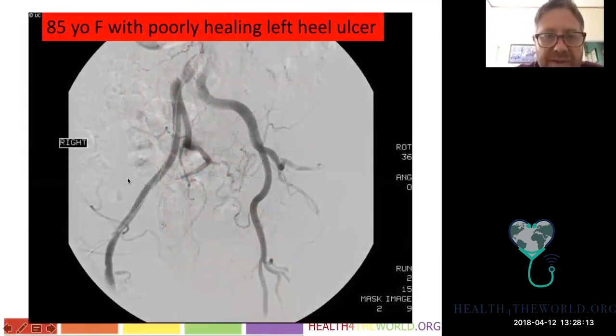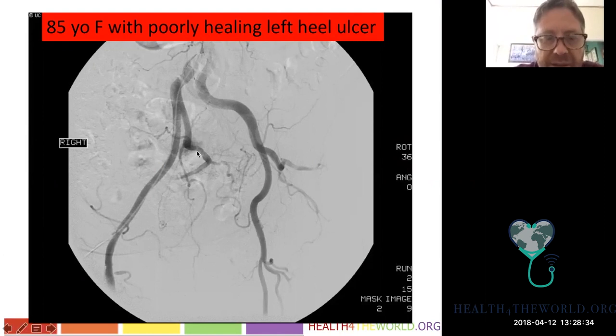So let's go through a case. This is an 85-year-old female with a heel ulcer, and we start with an angiogram. This is the aorta up here. This is the right common iliac artery. This is the left common iliac artery. This is the internal iliac here. This is the internal iliac.